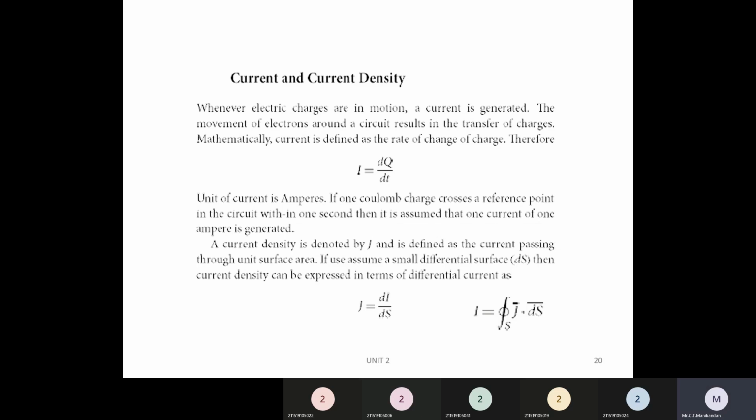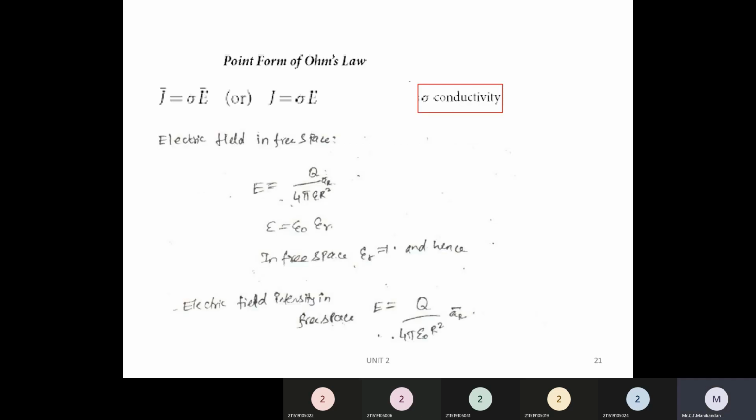So in the depth concept we can see that if 1 coulomb of charge flows within 1 second, that value we can say is 1 ampere. So then, as per J equal to dI by dS, this is the point form of Ohm's law.